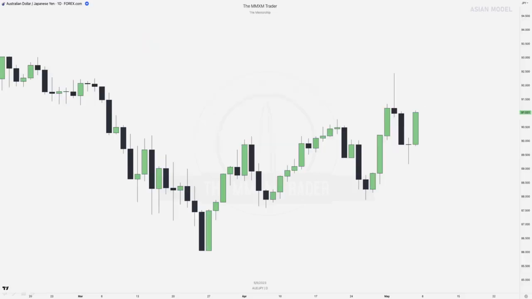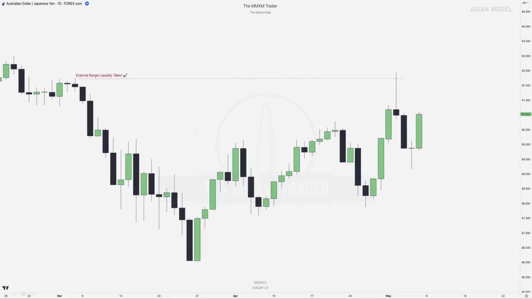So over here we've got the Australian dollar Japanese yen daily chart. We're still going to go over our higher time frame draw, right? We need to know if we're coming from internal or external. So what do we see on this chart? We've got that external range liquidity taken, right? So we move from external to internal and from internal to external, right? So we can see that over here, this high has been taken out. So external range liquidity has been liquidated.